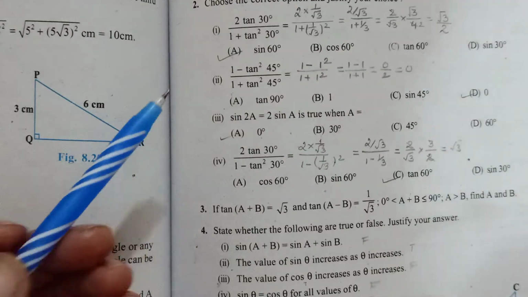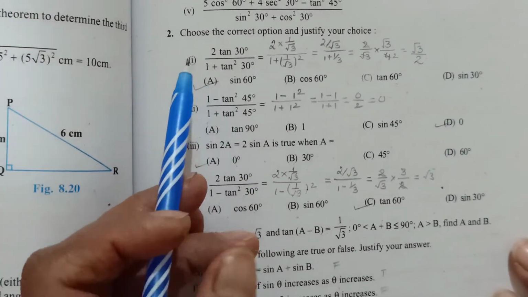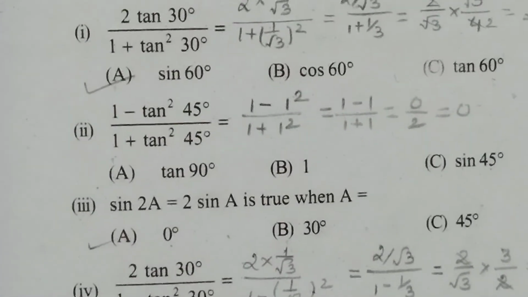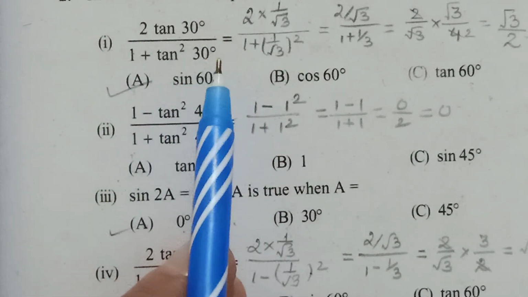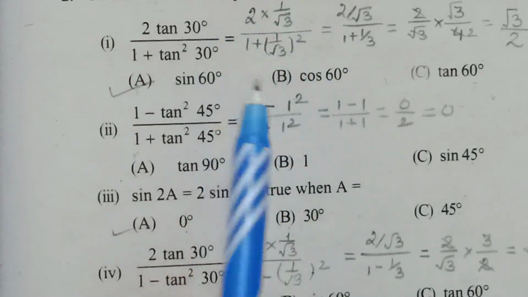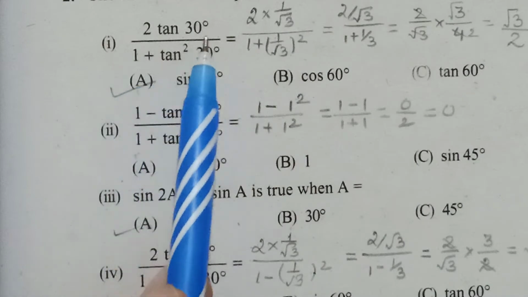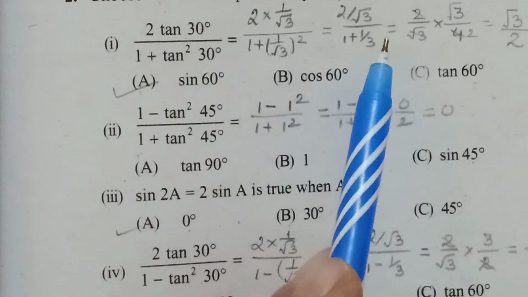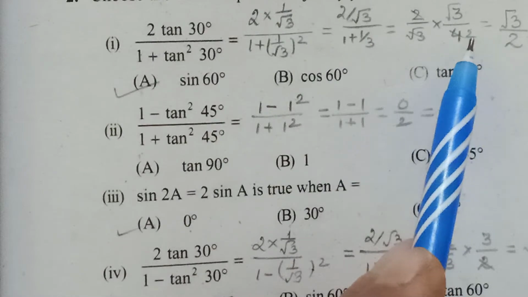Now question number 2. They are also simple calculation problems, so I've solved them here itself in the book only. 2 tan 30 upon 1 plus tan square 30. Tan 30 is 1 upon root 3. Now these values you have to learn thoroughly, children, otherwise this whole exercise goes. So 2 upon root 3, and here 1 upon root 3 whole square becomes 1 upon 3. Root square becomes the number itself. Taking LCM, that becomes 3 plus 1, 4 upon 3.